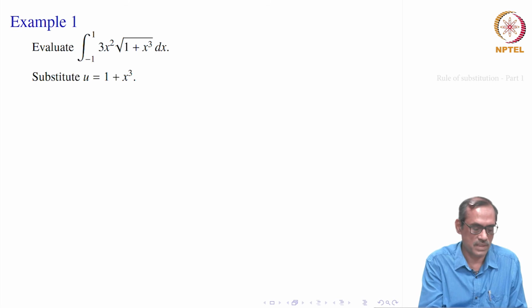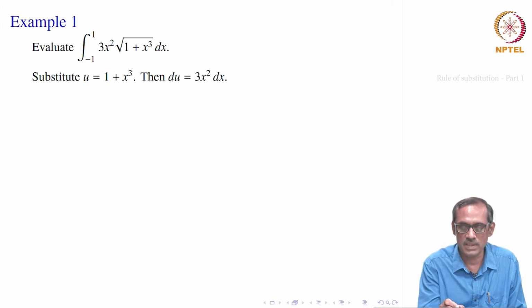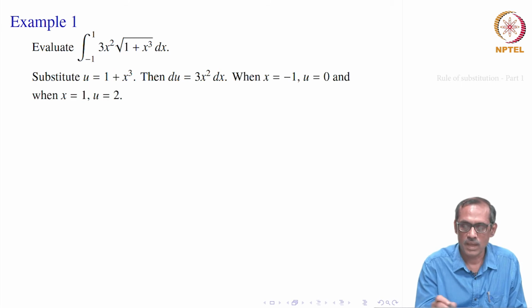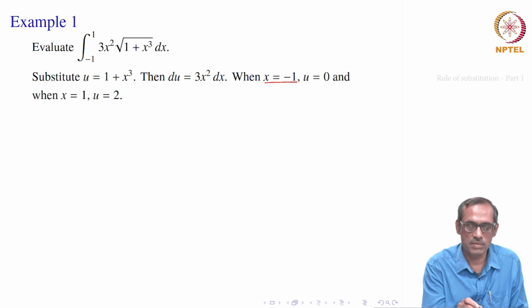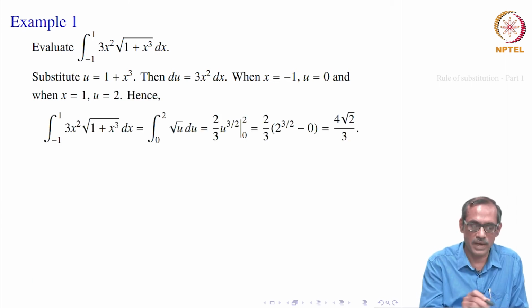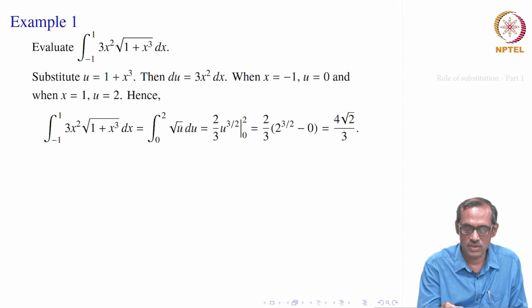Substitute u equal to 1 plus x cubed. With that substitution, the differential du becomes 3x square dx, and we have to be concerned about the limits. When x equal to minus 1, substitute in u. So, u becomes 1 minus 1, which is 0, and when x equal to 1, substitute here, it is 1 plus 1 equal to 2. So, the integral from minus 1 to 1 of 3x square, this can be written as, now the integral in u, which is square root of u, and the other one is du, 3x square dx, that is du, and the limits now become in u, they are 0 and 2. So, it is the integral from 0 to 2 of square root of u du.